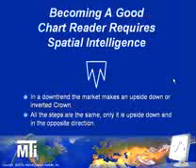Now, as I've said before, becoming a good chart reader requires spatial intelligence. What we're going to do is turn everything upside down, because in a downtrend, A, B, C, D, everything works the same way, but in the opposite direction. Let's take a closer look at this.